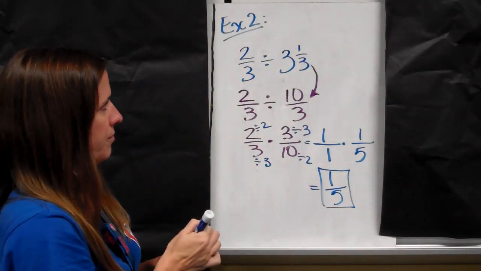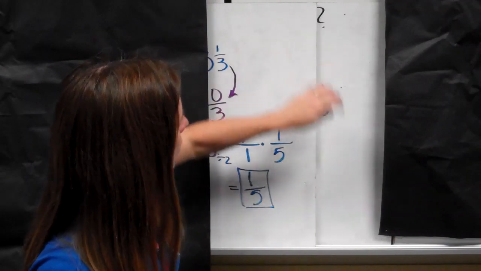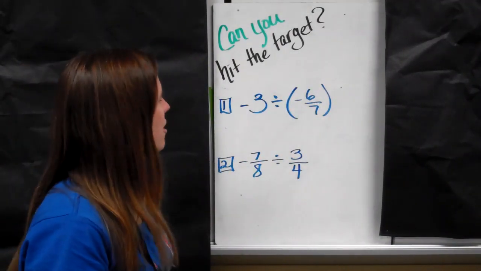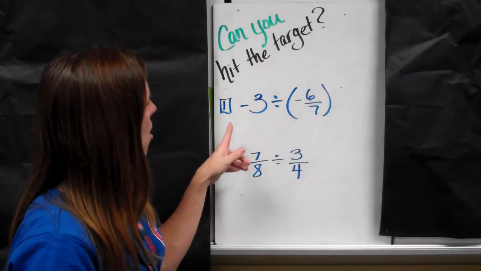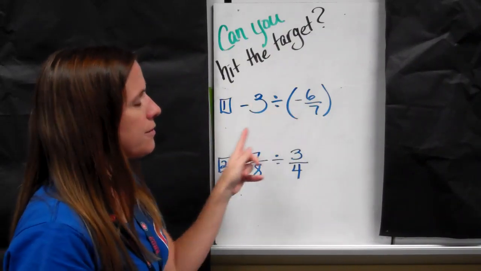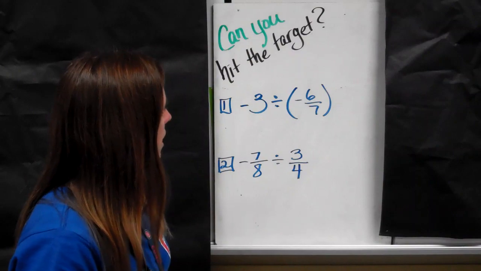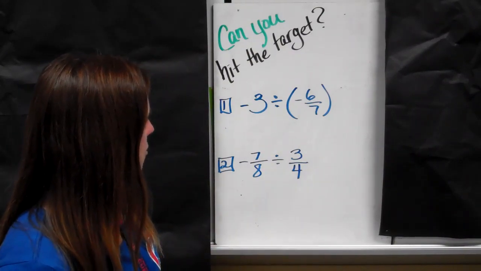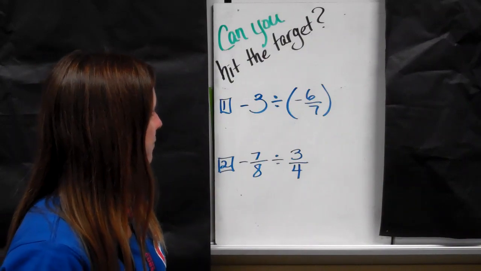So now we're going to see if you can hit the target. We have two problems here. Watch your signs with the negatives. Remember those rules from Unit 1. And using the reciprocal. Don't forget about that flip. Good luck.